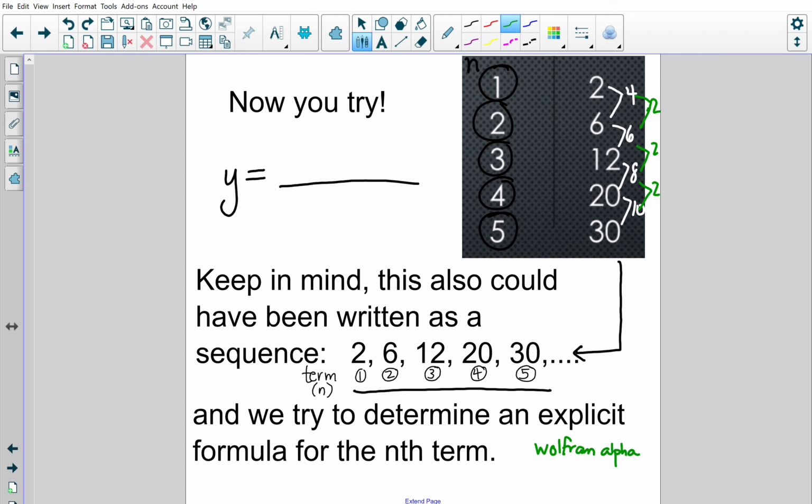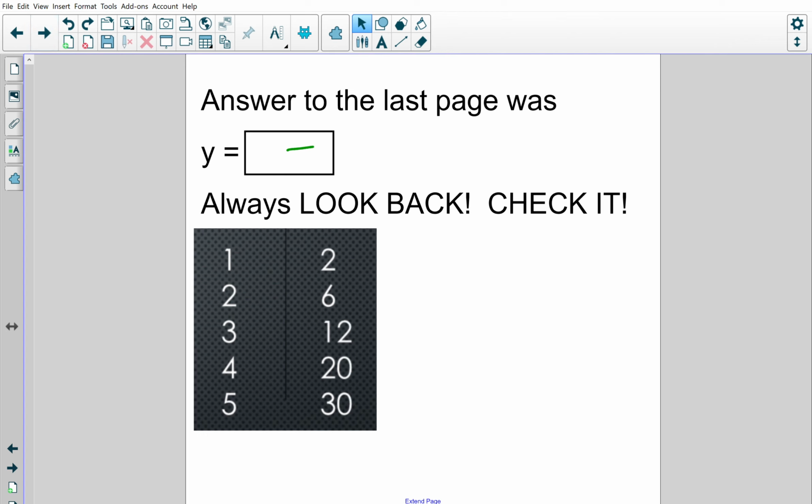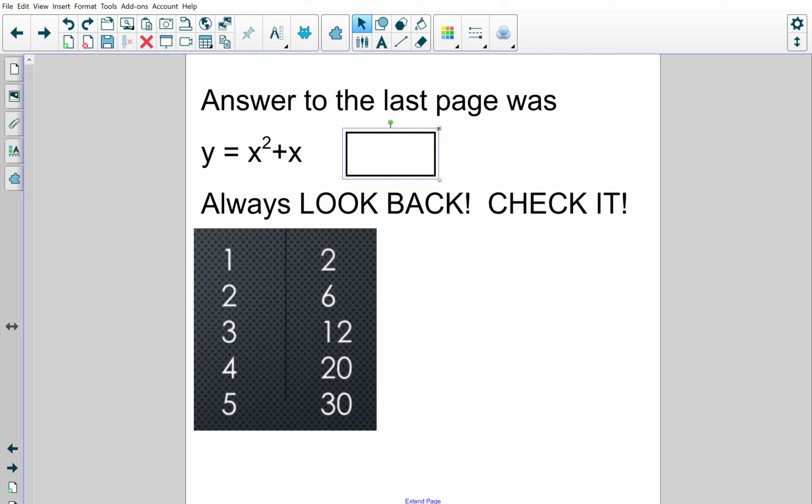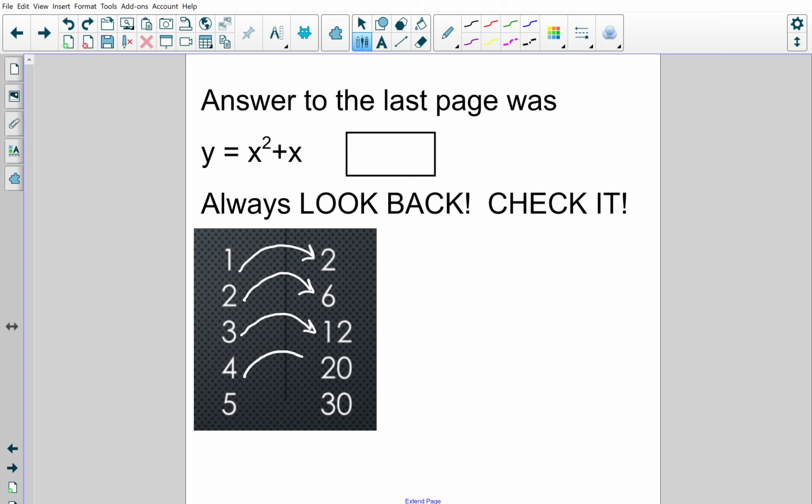Okay, after you solve this, I'm hoping that you got y equals x squared plus x. And that you look back. This one's easy enough to check, so do check it and go, okay, let's take a pen here. 1 squared plus 1 is 2. 2 squared, 4 plus 2 is 6. 3 squared, 9 plus 3 is 12. 4 squared, 16 plus 4 is 20. 5 squared, okay.